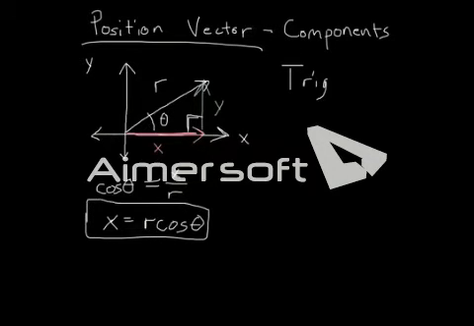I can use a similar approach to find the y component. I can find sine of theta. Sine of theta is the opposite side, which is y, over the hypotenuse, which is r. So sine of theta is y divided by r. I can solve this for my y component. y is equal to r times sine of theta.